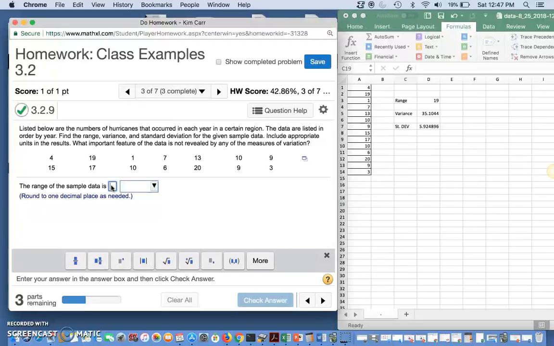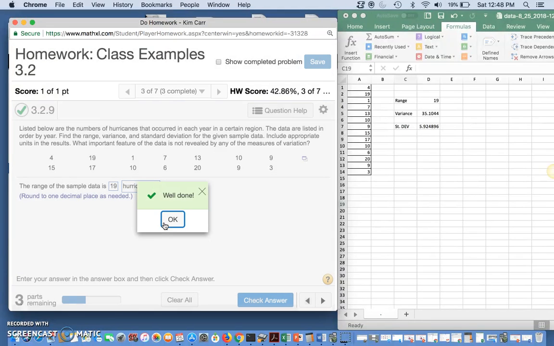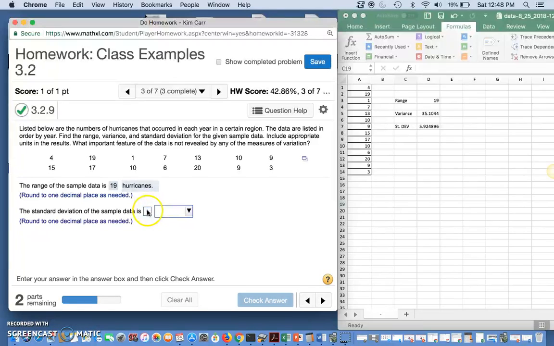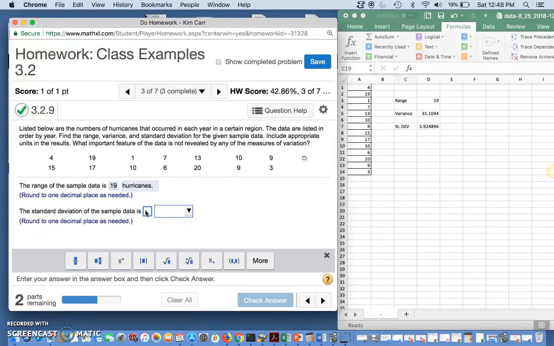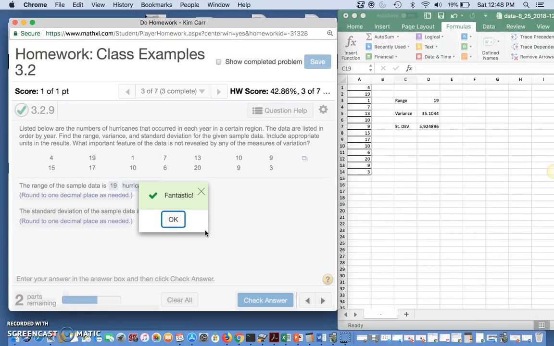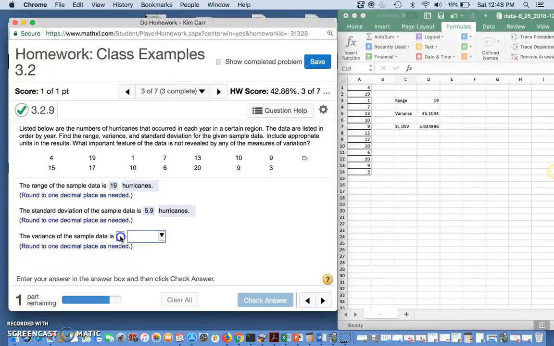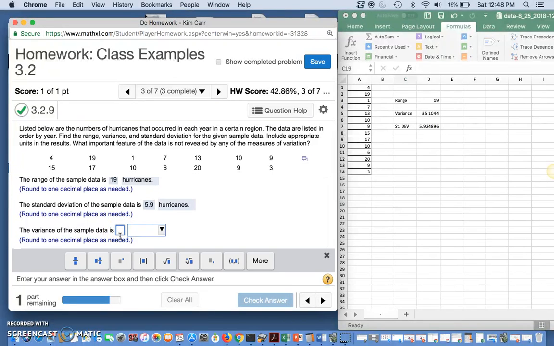The range was 19. And what are we dealing with? We're dealing with hurricanes. Your standard deviation rounded to 1 decimal place is simply 5.9, and that's single hurricanes. Variance is what's squared. So the variance to 1 decimal place is 35.1, and it would be hurricanes squared.